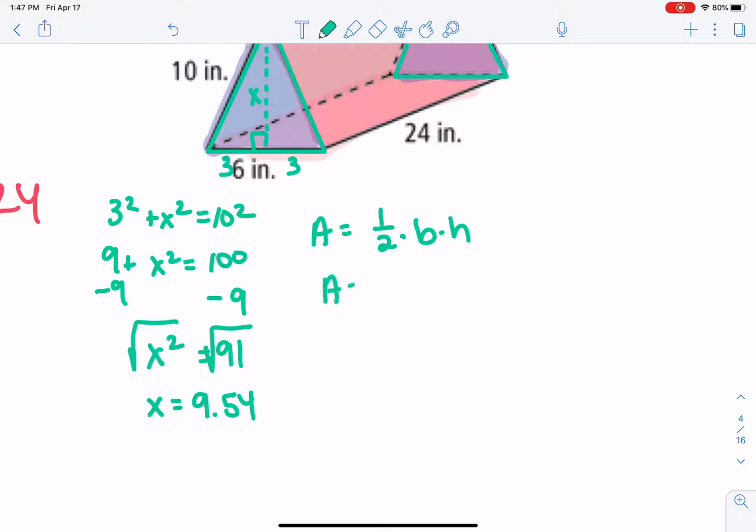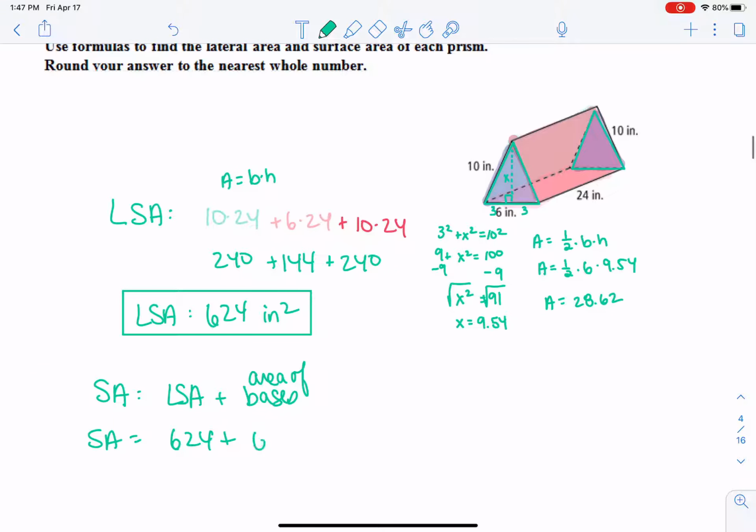So then I would say the area of one triangle is 1/2 times 6 times 9.54. The area would then be 28.62. So I have 2 of those bases. When I add those in, that will give me a total of 681.24 inches squared.